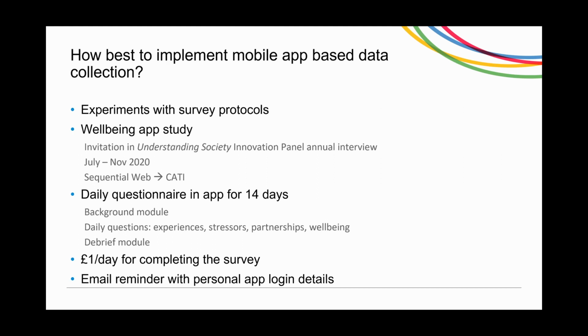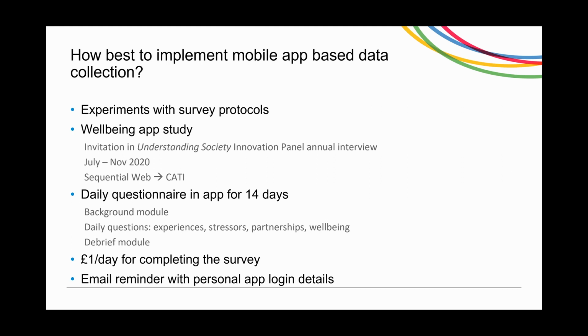So this study was called the Wellbeing App Study. We implemented this in the Understanding Society Innovation Panel annual interview. So this was carried out in July to November 2020, and the annual interviews were sequential mixed mode. So invited people to complete the survey online, and then if they didn't do that, they were followed up by CATI interviewers.